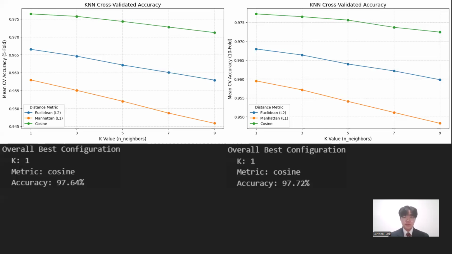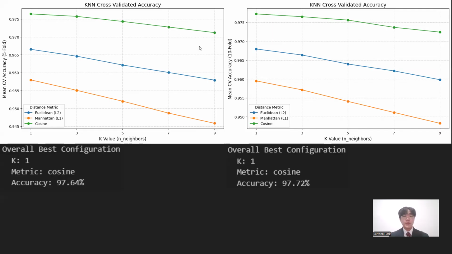So here we have two graphs. Firstly, I'll be talking about the graph on the left. On the y-axis, we have the mean cross-validation accuracy. For this graph, I'm using a cross-validation of 5 folds. And on the x-axis, we have the k-value from 1, 3, 5, 7, and 9. I also have three different distance metrics labeled as blue for Euclidean in the middle, orange for Manhattan on the bottom, and green for cosine.